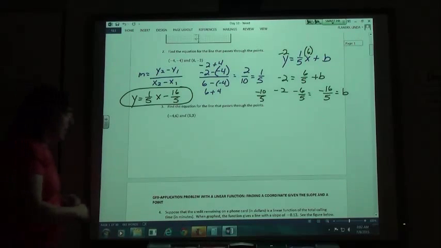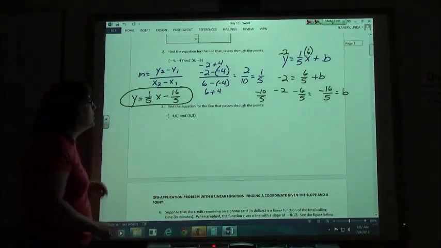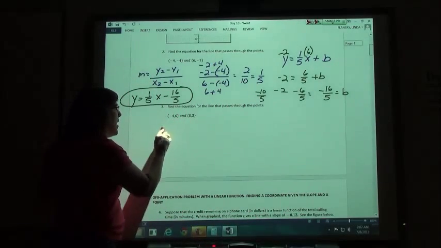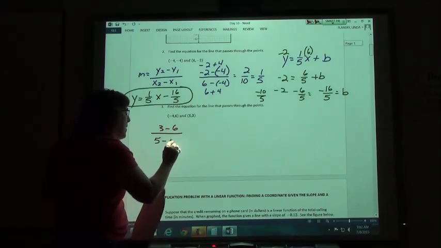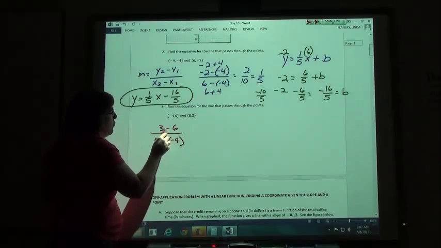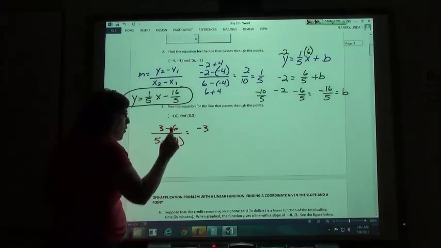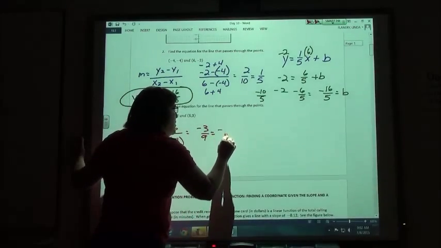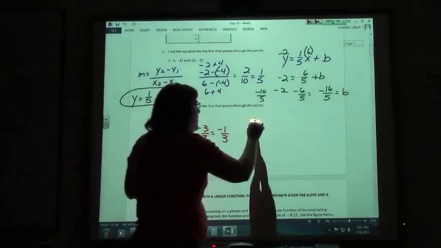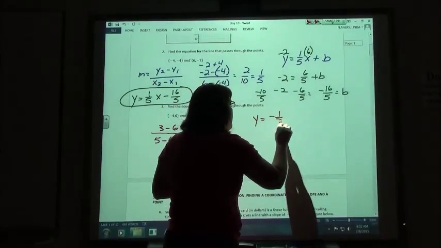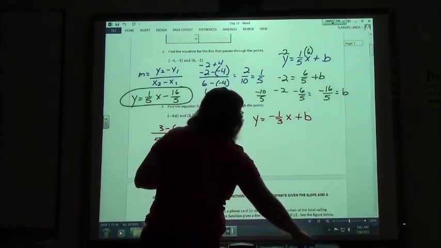So the third one there, same kind of thing. We don't have the graph, so we have to use the formula for the slope. y minus y, so 3 minus 6, x minus x, so 5 minus a -4. 3 minus 6 would be -3. 5 plus 4 would give me 9, so -1/3 is going to be my slope. So y is going to equal -1/3 x plus some number b that we still need to find.